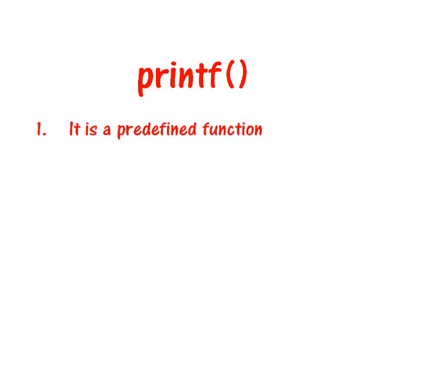First point, it is a predefined function. It means it is already defined in our C program. Second, it's defined in stdio.h header file. Means when creating any C program, the printf function is stored under the standard input output header file. So if you want to use this function, we need to use stdio.h.